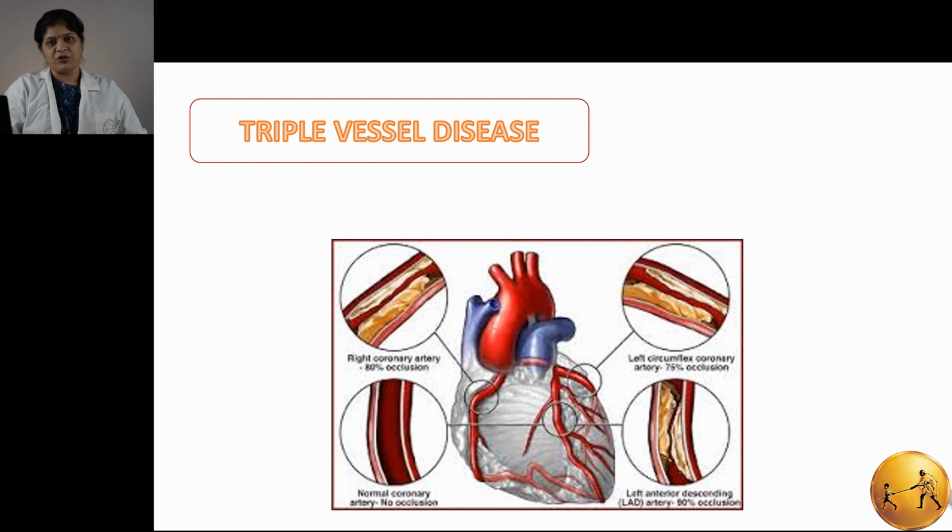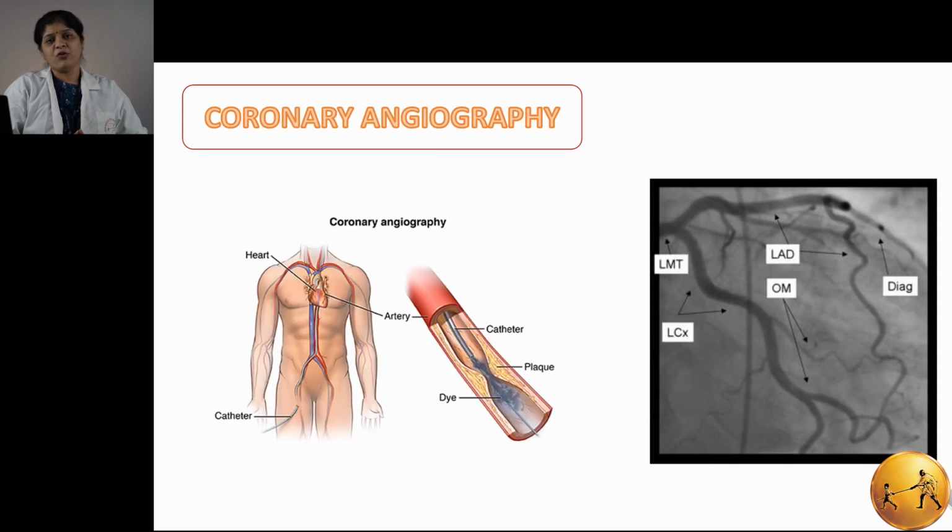Once the lumen is reduced, the blood supply to the tissue is reduced, ischemia happens, and then a myocardial infarction can set in. So this is very, very dangerous. If the right coronary artery, the LAD, that is the left anterior descending artery, and the circumflex artery, if all these 3 arteries are involved, that means the lumen is narrowed, then this is called triple vessel disease. Then the life is in danger.